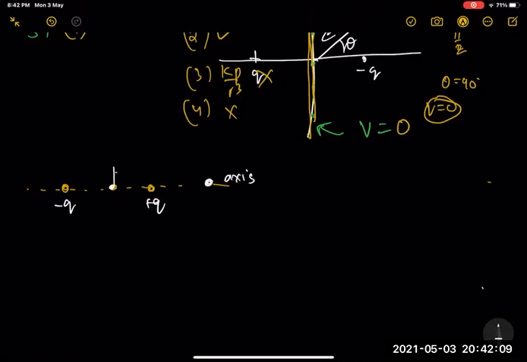Okay, let's say there is a charge here. The distance is d. If the charge is shifted to double the distance, the acting force will be.